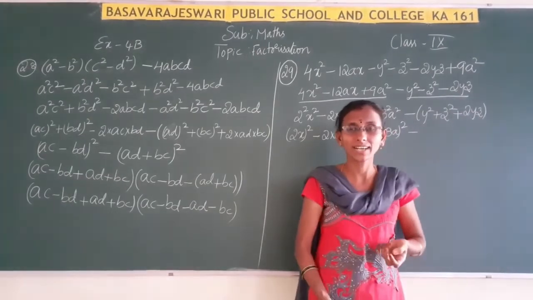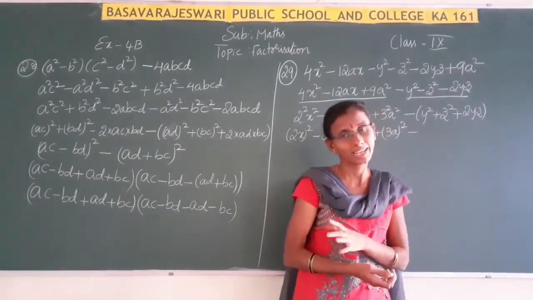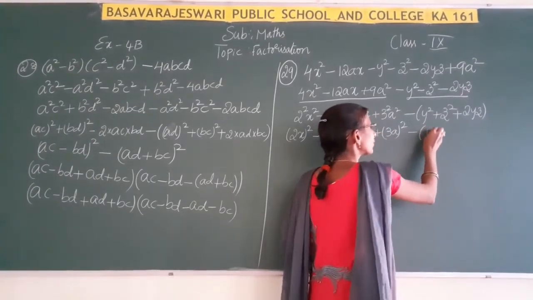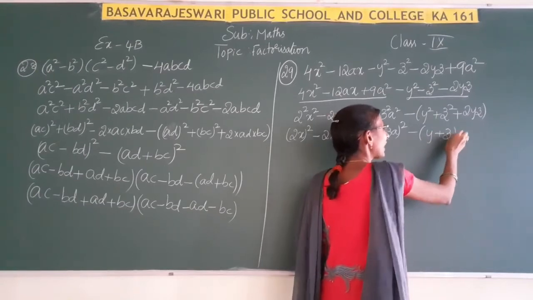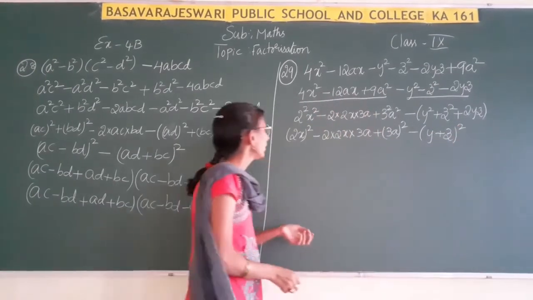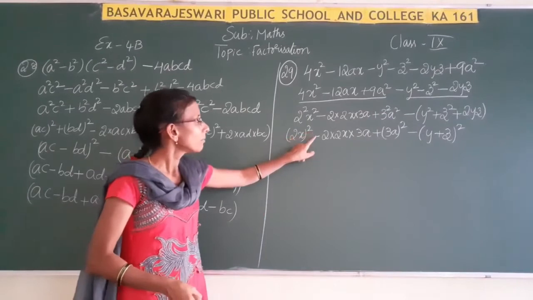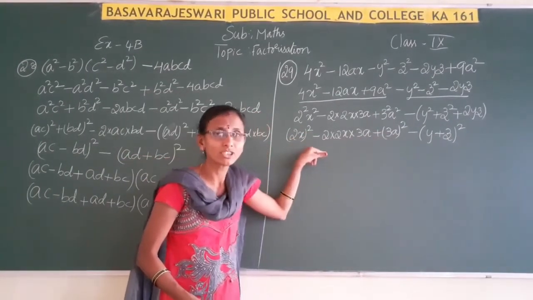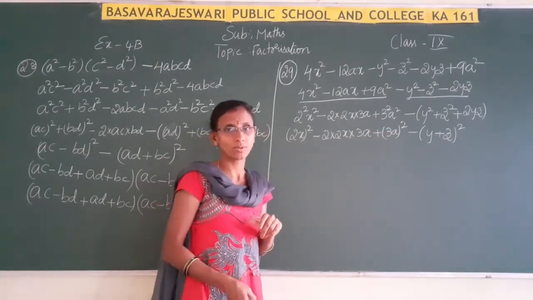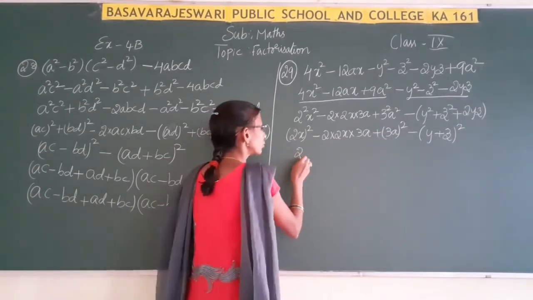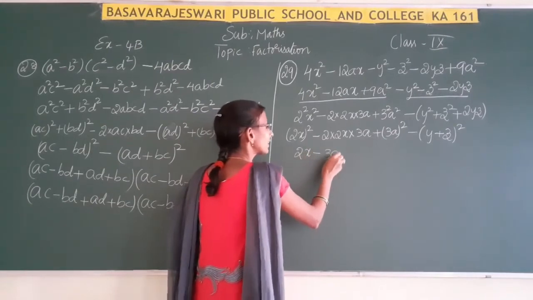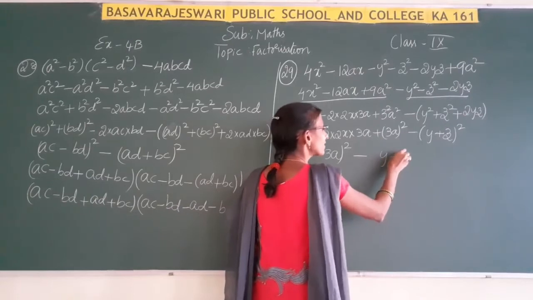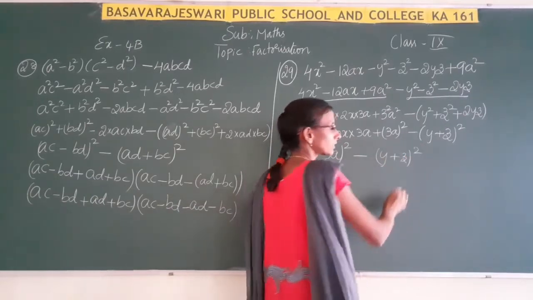What can we write it as? It can be written as (a plus b) whole square. So in these terms we can write it as (y plus z) whole square. Here you see a square minus 2ab plus b square. So it is the expansion of (a minus b) whole square. So what do we get here? (2x minus 3a) whole square minus (y plus z) whole square.